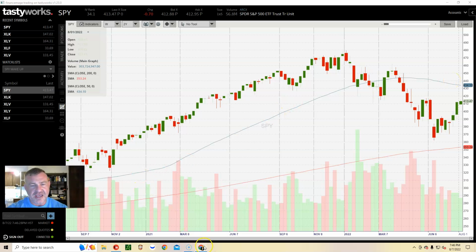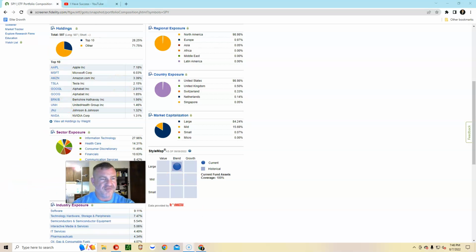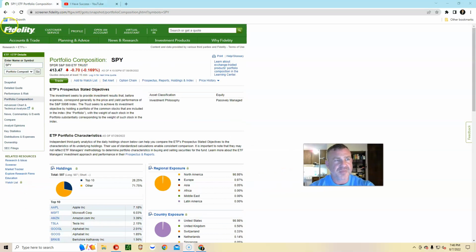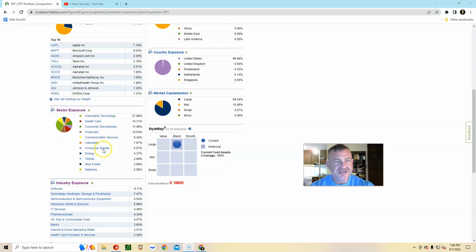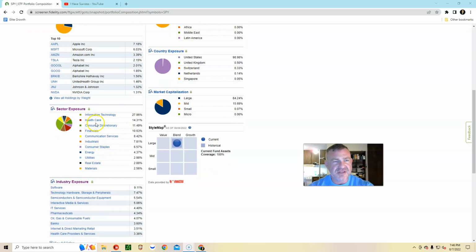Now, last week we looked at the portfolio construction for the S&P 500 on Fidelity's website here, and it has changed a little bit, but it's relatively the same. We see that still the high weight of portfolio construction for the S&P 500 is still the technology sector, information technology specifically. We got healthcare coming in a little less than 15%. Consumer discretionary, I think, moved up a little bit from last week, and financials a little bit less than 11%.